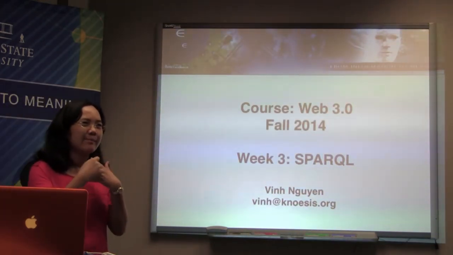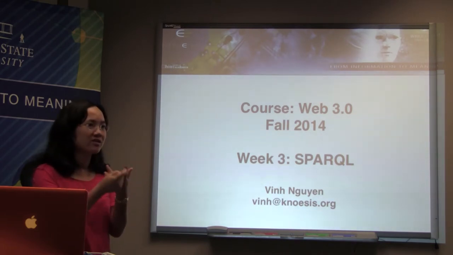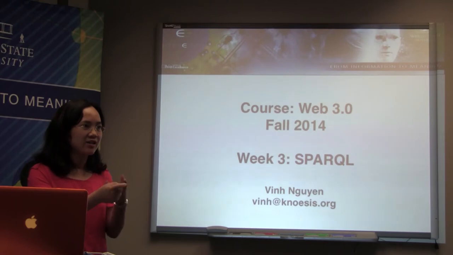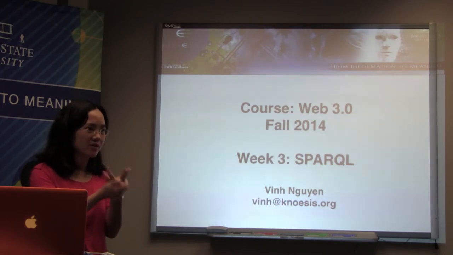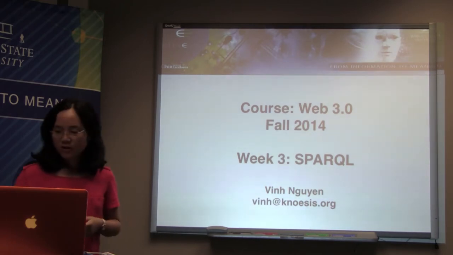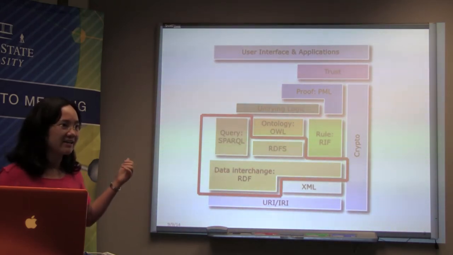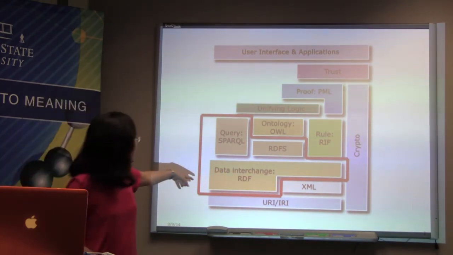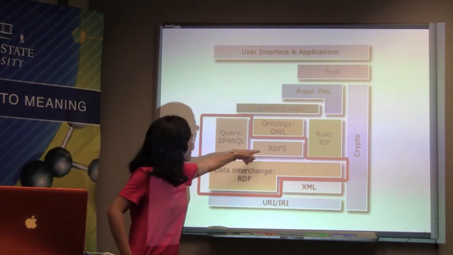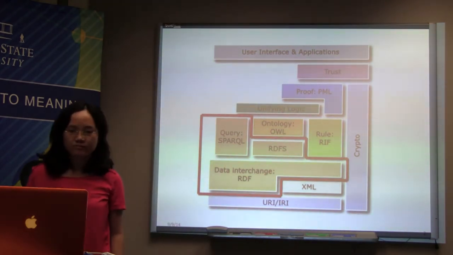So let me recap the previous class. In the previous class, we went over RDF and RDFS. In that, we learned how to create the RDF triples and how to define the classes and properties for your triples, right? So if you look at the semantic web cake, you will see that we already finished RDF and RDFS, and today the topic of the class is SPARQL.